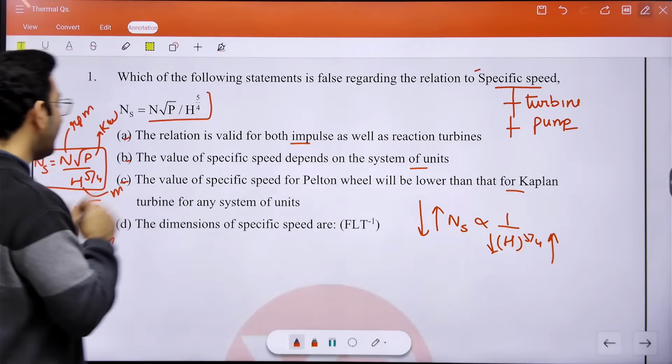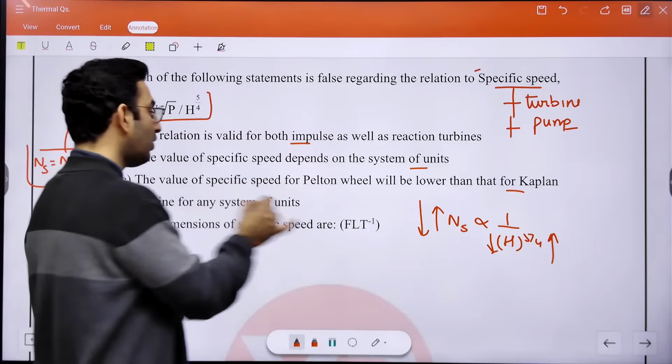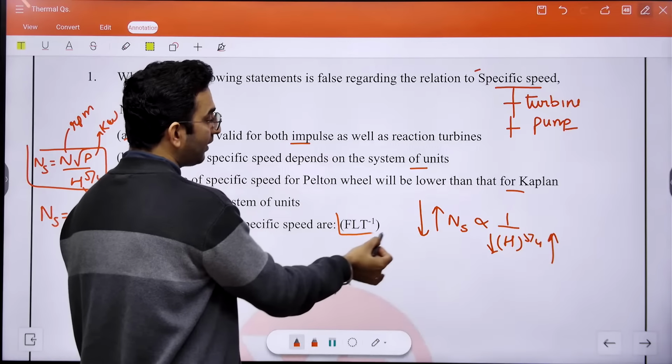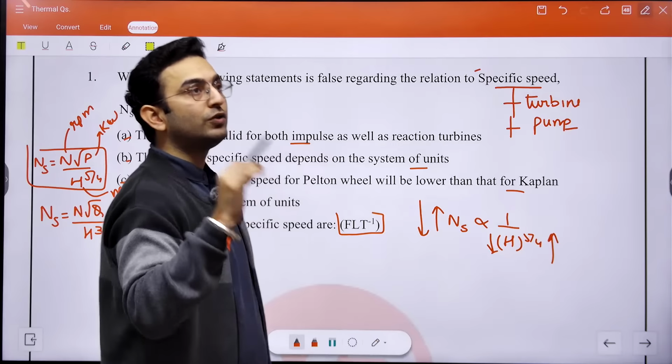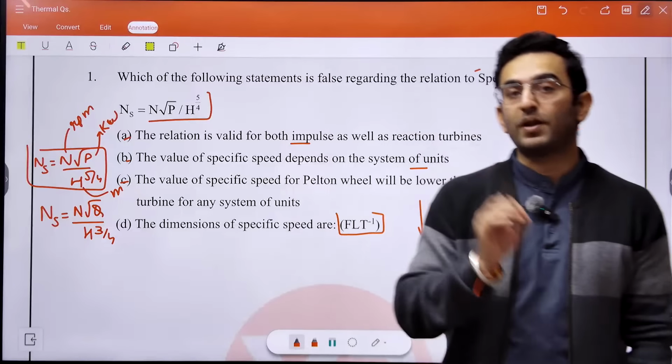Next part: the dimensions of the specific speed are FLT minus 1. So it is not like that. First of all, the specific speed is a dimensionless quantity here. The specific speed is having some dimensions also.